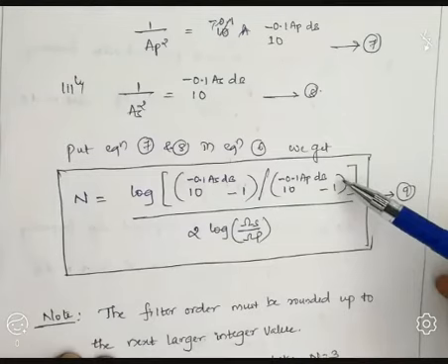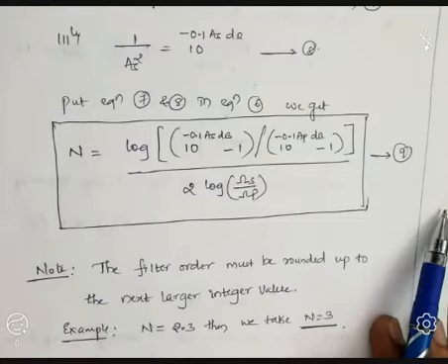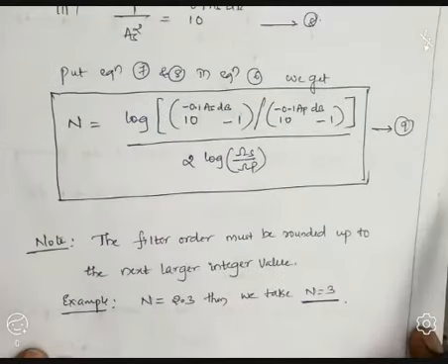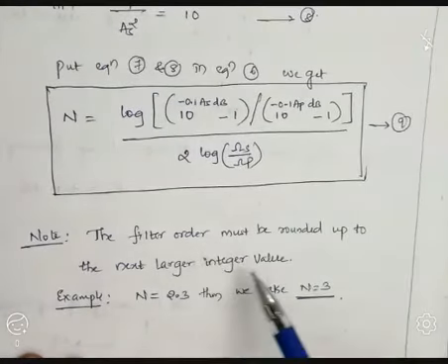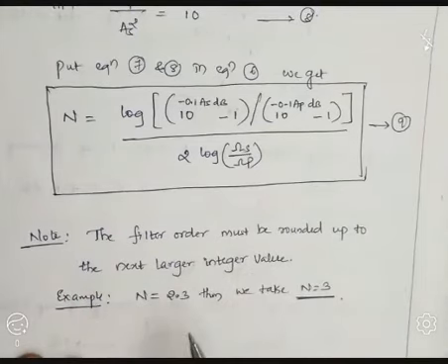So one point we have to remember, this is the equation used for calculating the order of the Butterworth filter. Next, one point we have to remember, after the calculation of the order of the filter, the order must be rounded up to the next larger integer value. For example, if after calculating the order of the filter we got the answer n equal to 2.3, this is not the order of the filter. Order should be an integer value. So because of that reason, we are rounding off to the next nearest value, that is n equal to 3. So the order of the filter becomes 3.